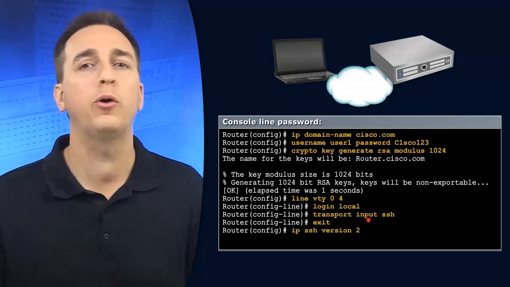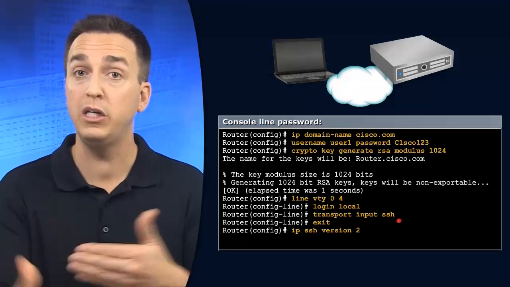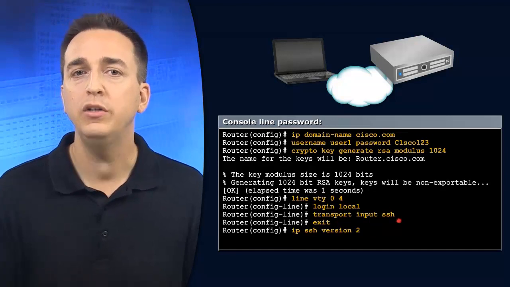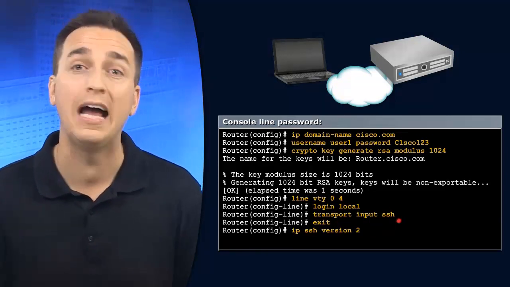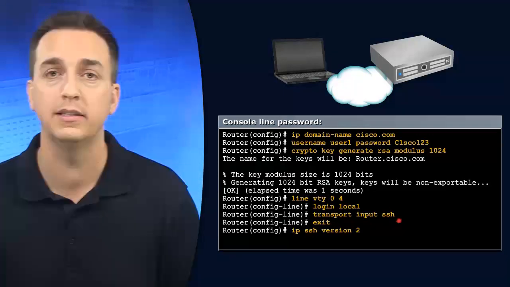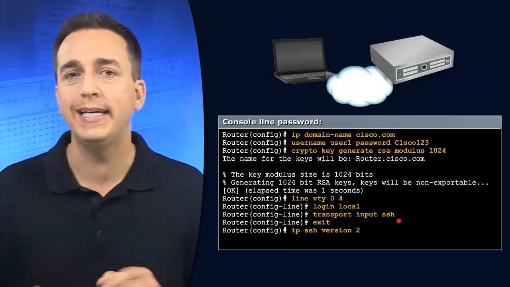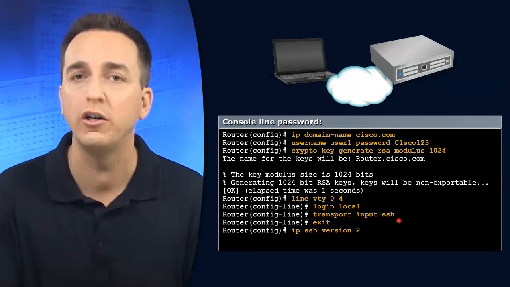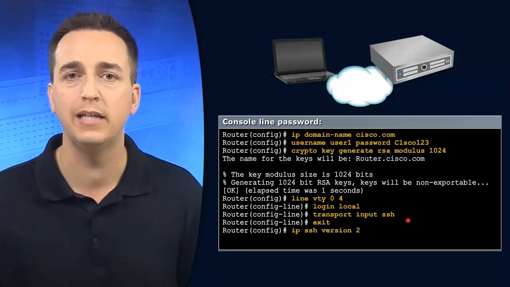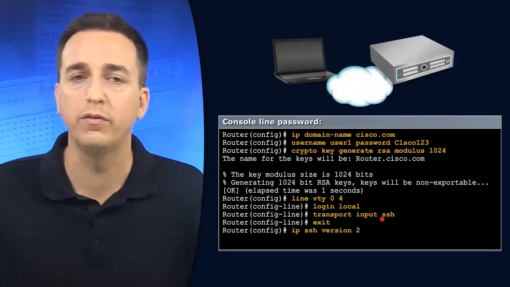Well, we use the transport input command. The transport input command allows us to identify which protocols can be utilized for remote administration through these VTY lines. So if you type in transport input SSH, it says only allow SSH. If you say transport input Telnet SSH, it says allow Telnet and SSH. The order doesn't matter. The key here is to just identify what you want to allow for remote management to these VTY lines. So SSH here will only allow SSH and completely stop Telnet from being used.